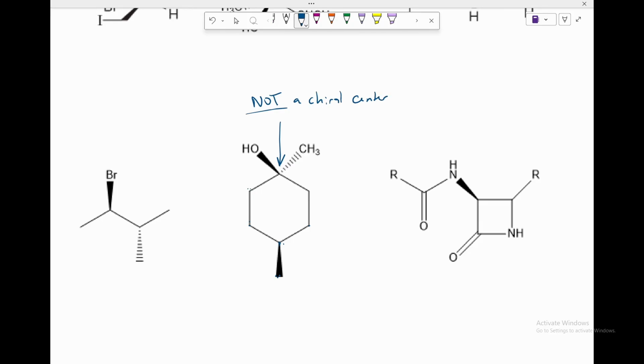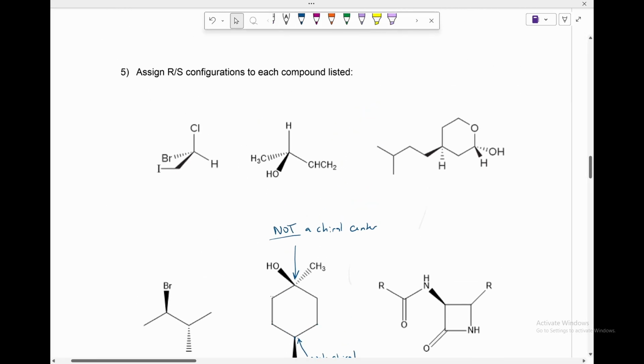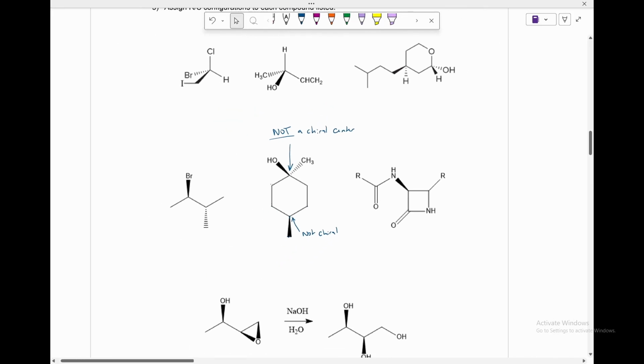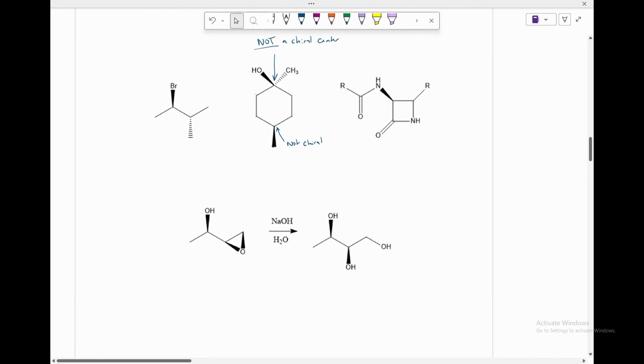Right? Same with this one. This is not a chiral center. Not chiral because of the same reason. Both paths lead to these two substituents in the same number of moves: 1, 2, 3 alcohol, 1, 2, 3 alcohol. So this is not chiral. We cannot assign R and S. Okay. Hopefully I didn't upset you guys with that one.